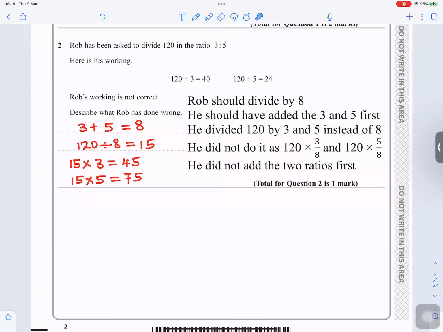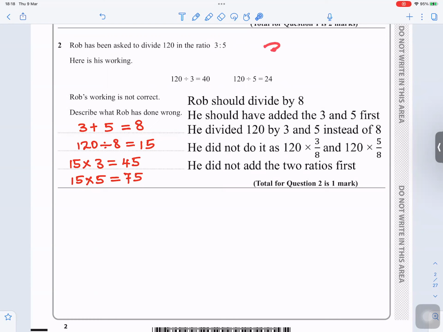Question number 2. Rob has been asked to divide 120 in the ratio 3:5. Here is his working. 120 divided by 3 is 40. 120 divided by 5 is 24. Rob's working is not correct. Describe what Rob has done wrong.